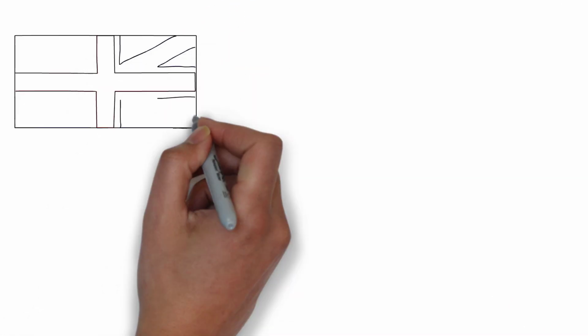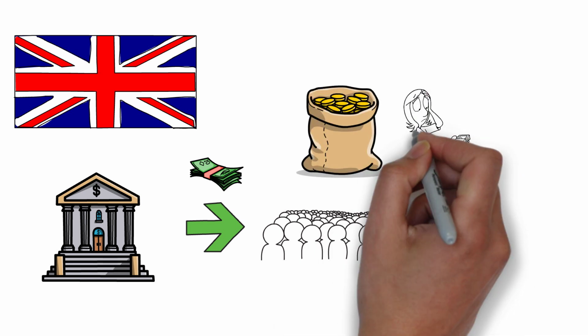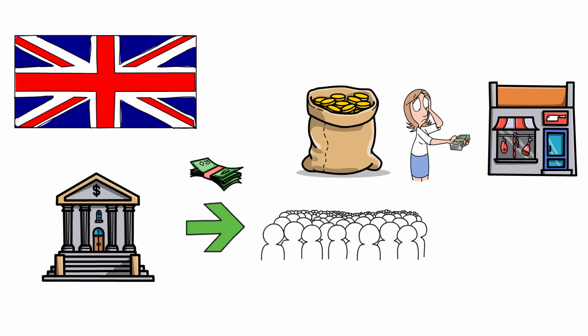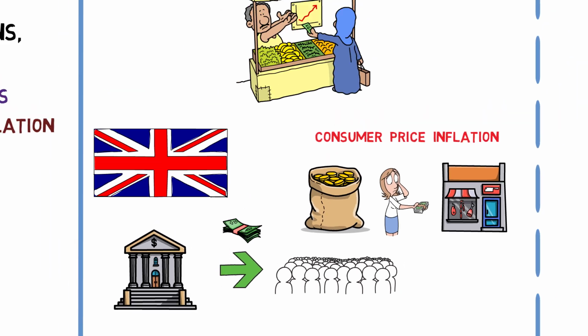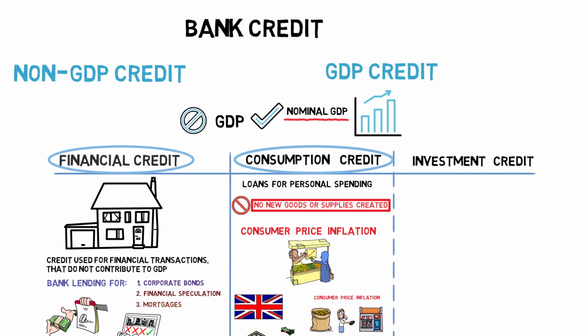Using the UK as an example, between 2021 and 2023, furlough and direct bank lending to consumers resulted in people being able to purchase more without an increase in the number of goods and supplies. Amplifying this with supply chain disruptions led to significant consumer price inflation. Yes, nominal GDP grew, but the growth was not real.